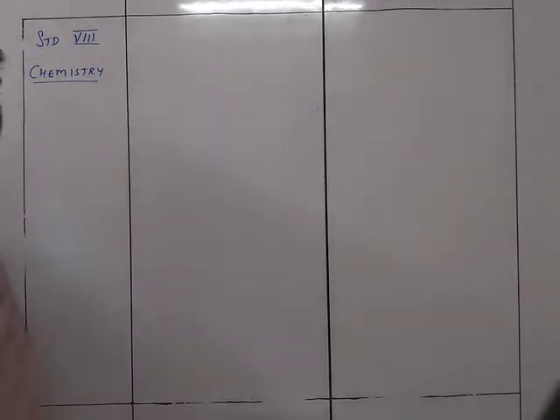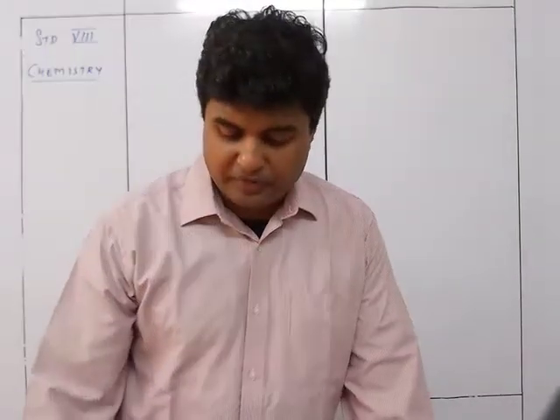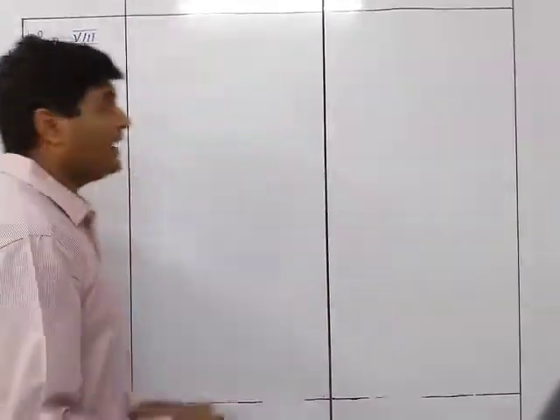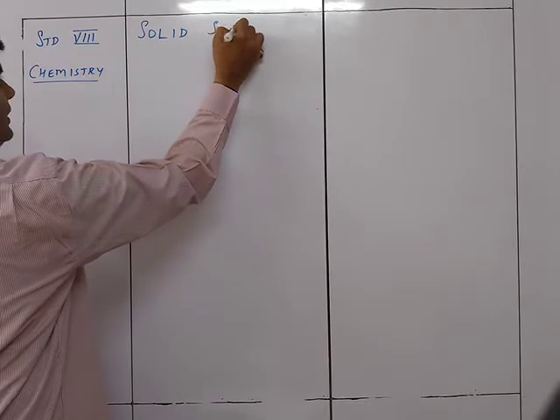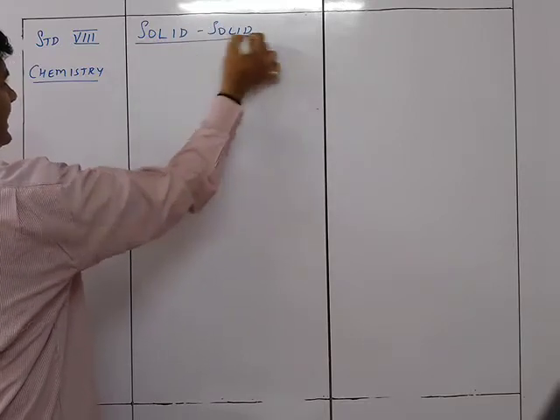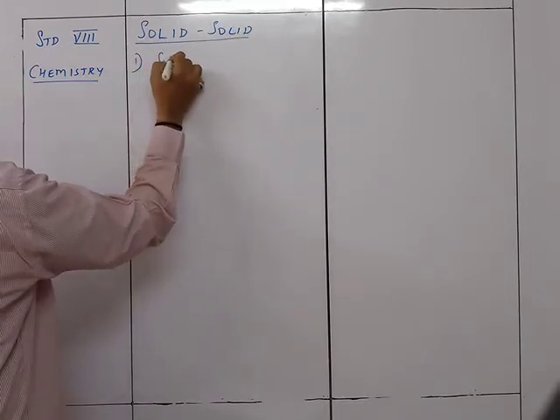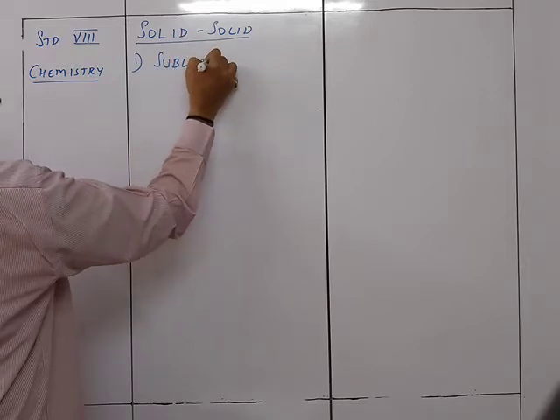So now we see the different methods of separation of mixtures. First we see the solid-solid mixtures. In the solid-solid mixtures, what we discussed in the last video was the first one, sublimation.